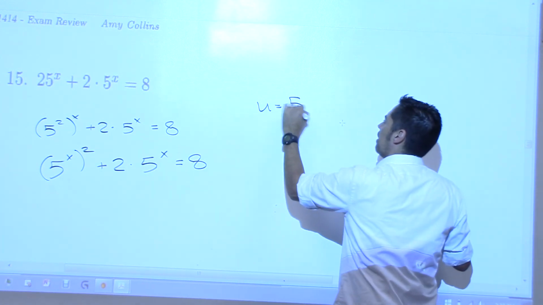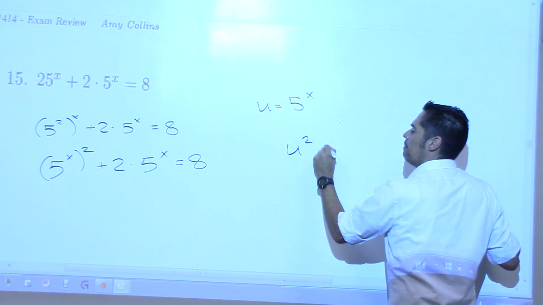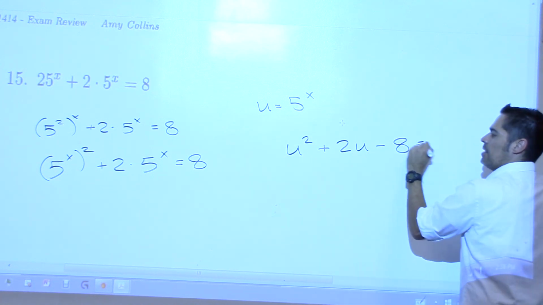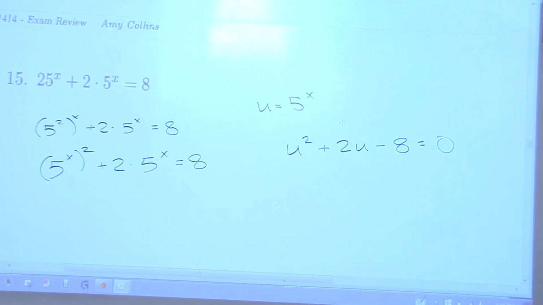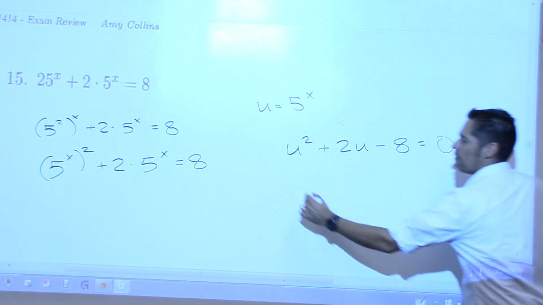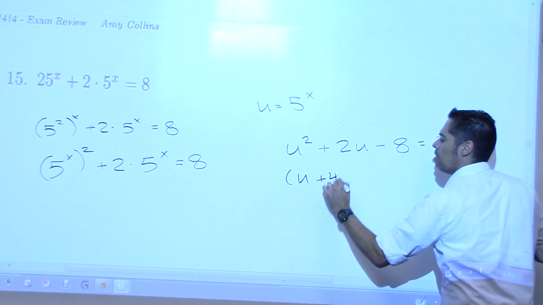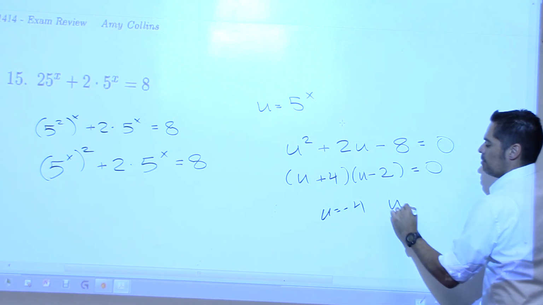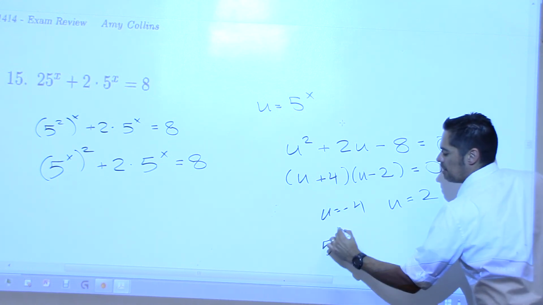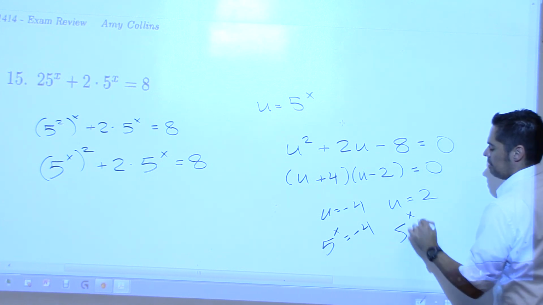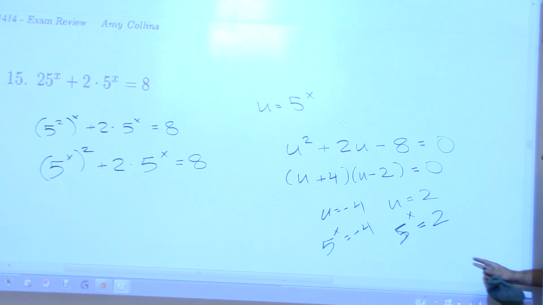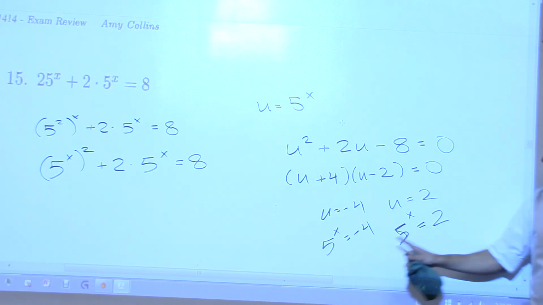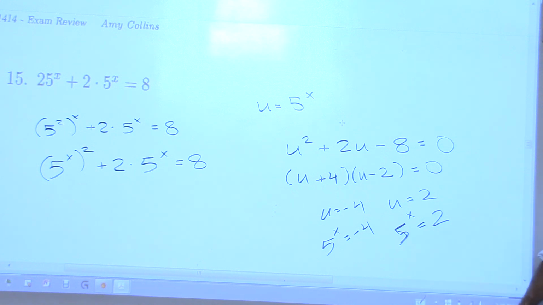Now u is 5 to the x, and u squared plus 2u minus 8 equals 0. So I brought the 8 over now, and then you just solve for u. So u plus 4, u minus 2. u is negative 4, u is 2. Means 5 to the x is negative 4, or 5 to the x is 2. And this one, there's no solution, you can't have it negative. And this one, natural log both sides and work through.